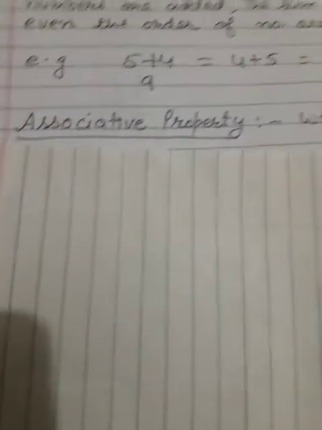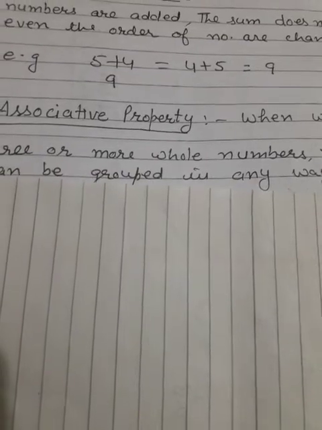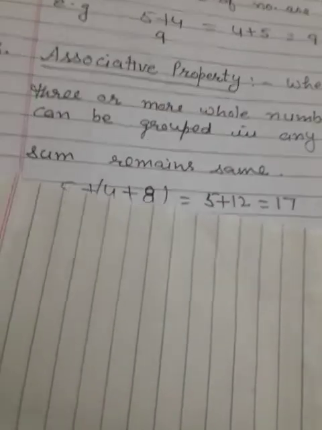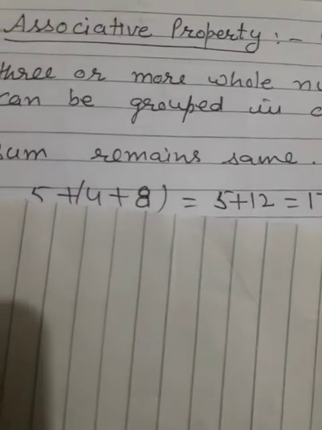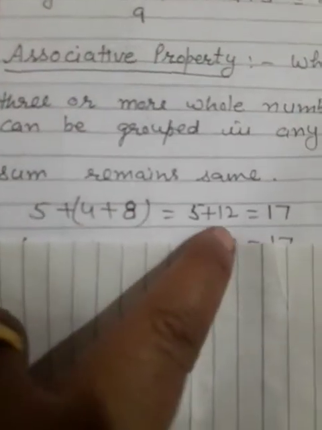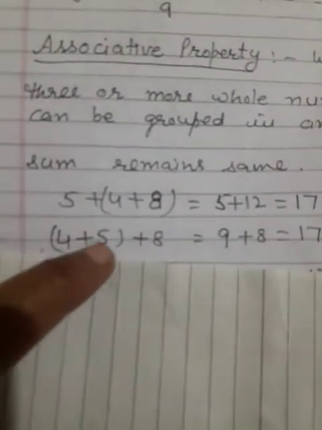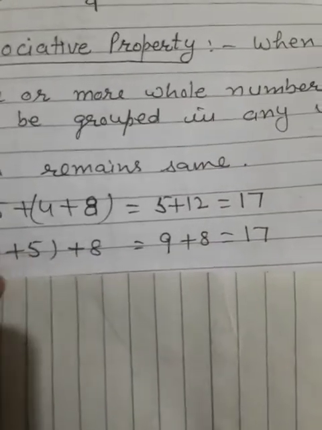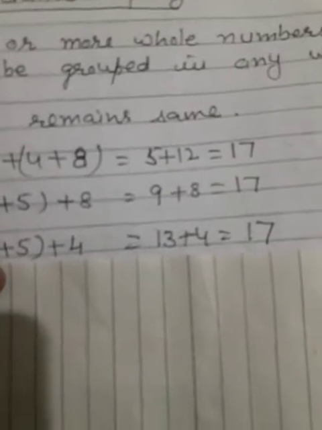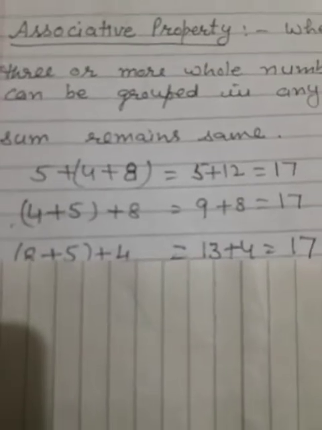Next is the associative property. When three or more whole numbers are added and grouped in any way, the answer will remain the same. Like 5, 4 and 8. I have made the group like this: 5 plus 12 is 17. Again, second check from another group, 4 and 5: here is 9, 9 plus 8 is 17. I have made another group, 8 plus 5 plus 4. The answer is 17. This shows that if we write it in any way, the answer will be the same.